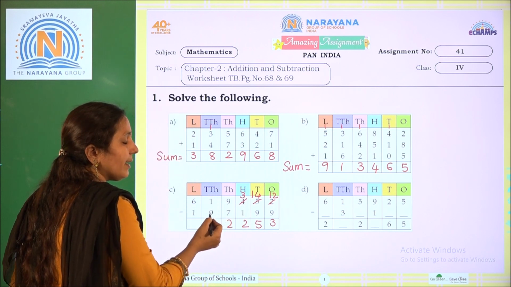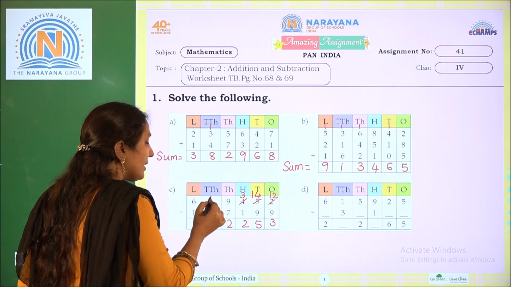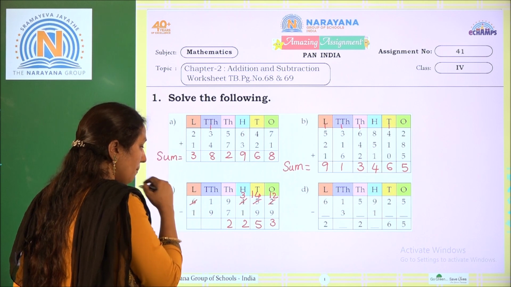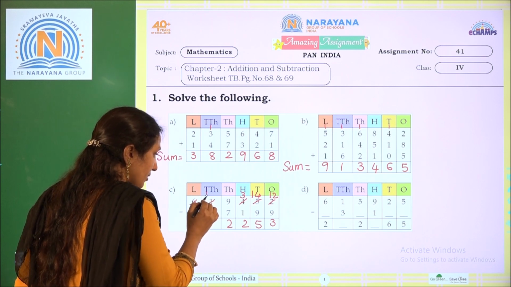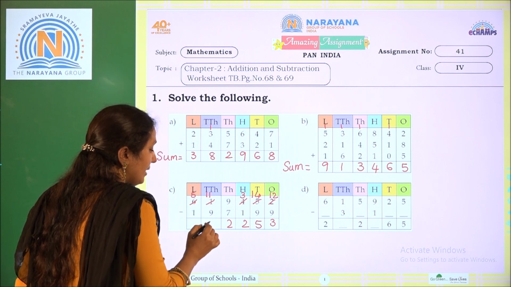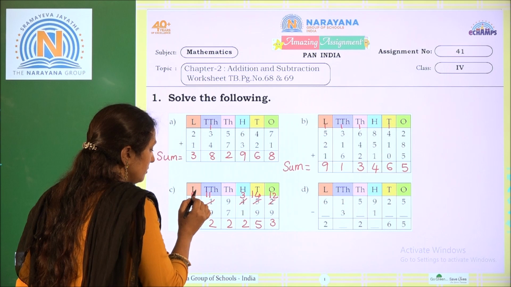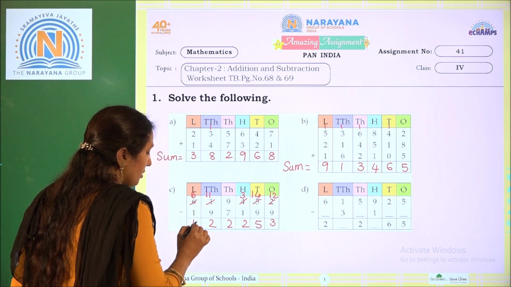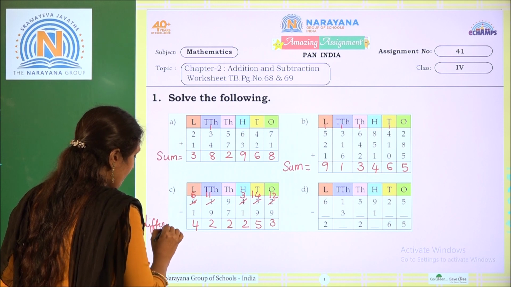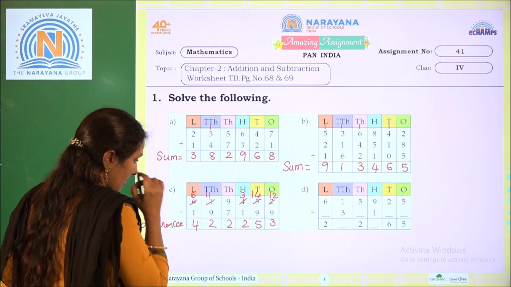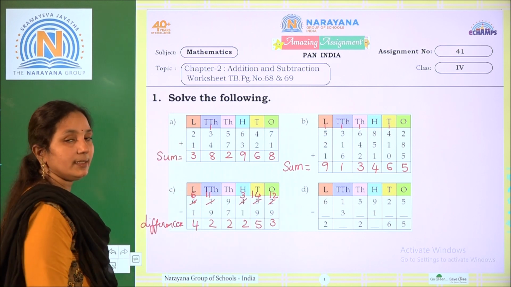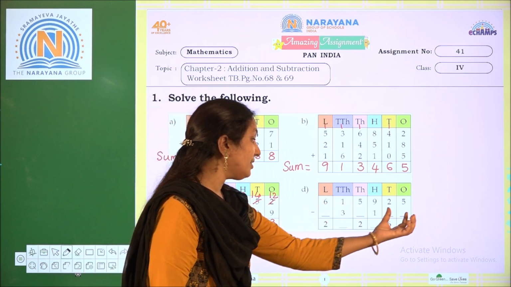Can we subtract 1 minus 9? No children. So again what we have to do? We have to regroup it. From where? From the last place. So this 1 will become 11, and this 6 will become 5. 11 minus 9 is 2. 5 minus 1 is 4. So the difference is 4,22,253.